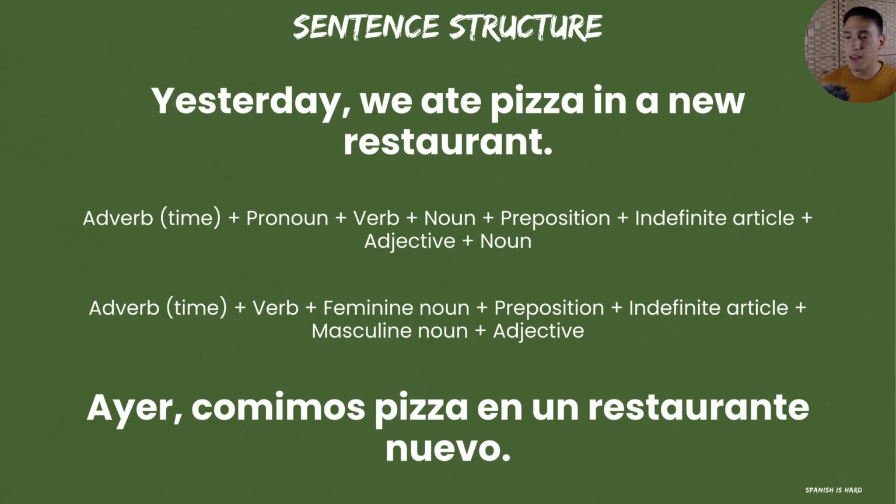Ayer comimos pizza en un restaurante nuevo. Studying this sentence, what do you see? What's different here? Again, we have feminine and masculine. However, where does the adjective fall in the formula? Exactly, at the end, after the noun, not before it like it does in English.